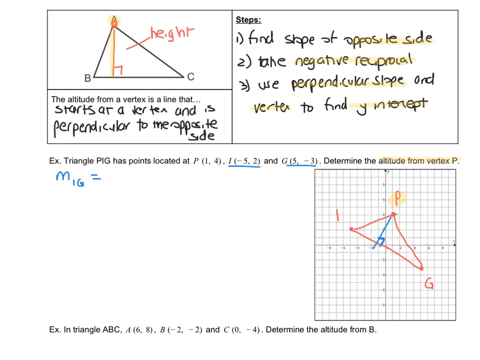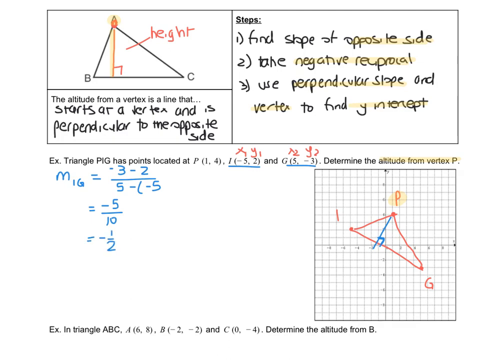So I'm going to do y2 minus y1 over x2 minus x1. So I'll just label my coordinates and apply my slope formula. So y2 is -3, subtract y1 is 2, over x2 is 5, minus x1 is -5. Now I'll just clean this up. -3 minus 2 is -5. 5 minus -5 means 5 plus 5, which is 10, and reduce your fraction if you can.